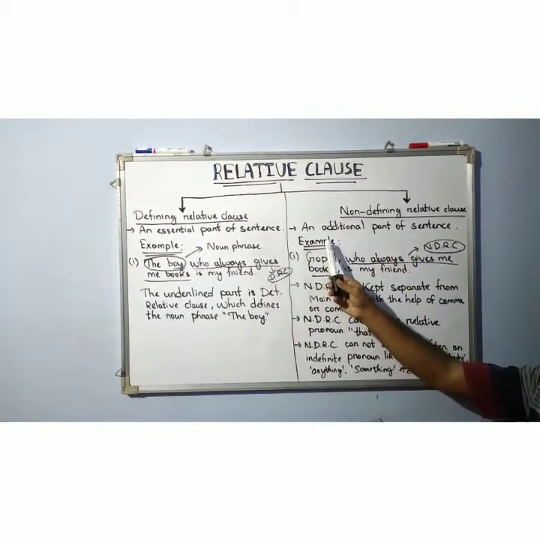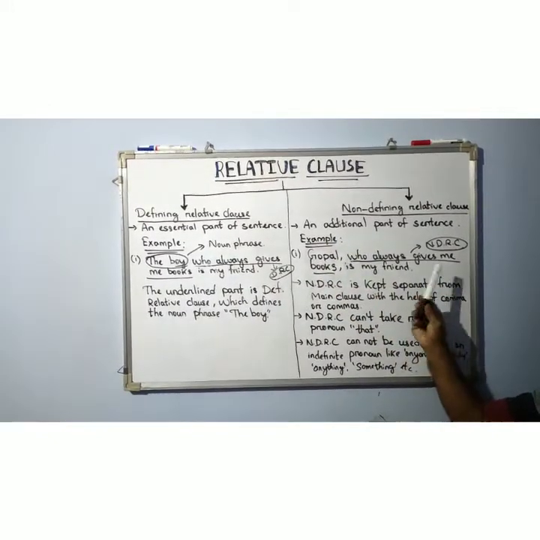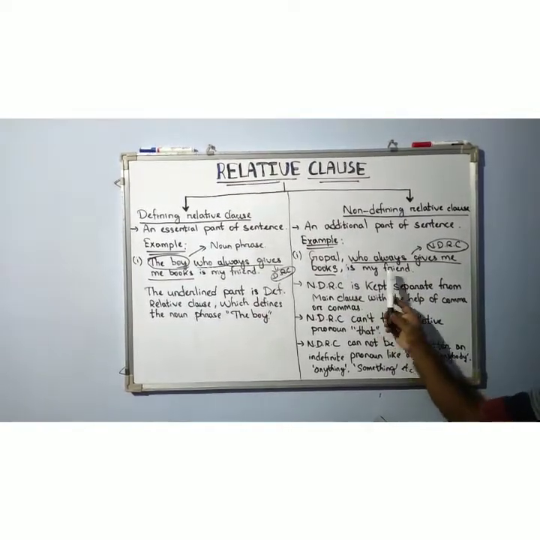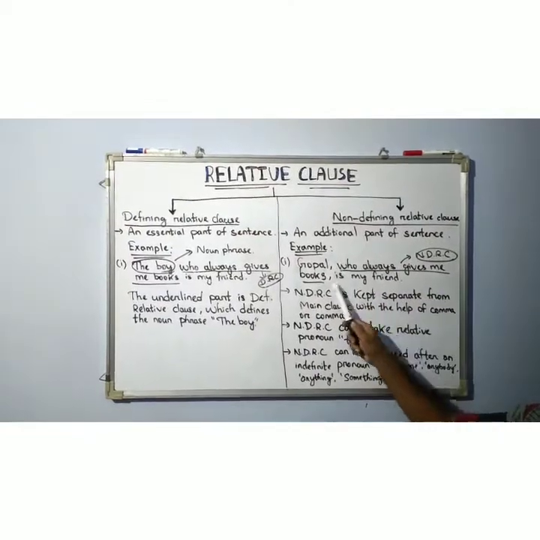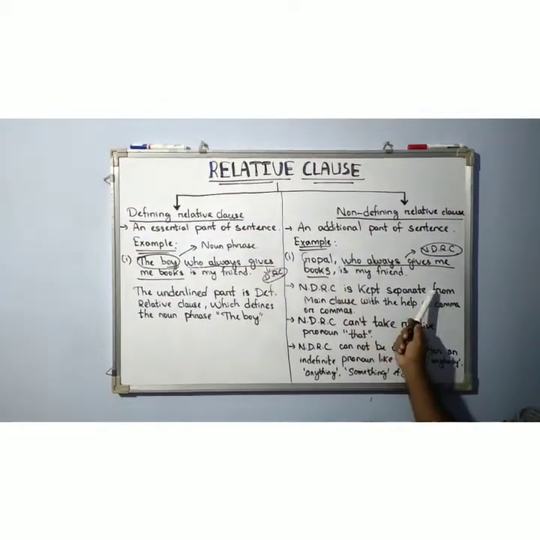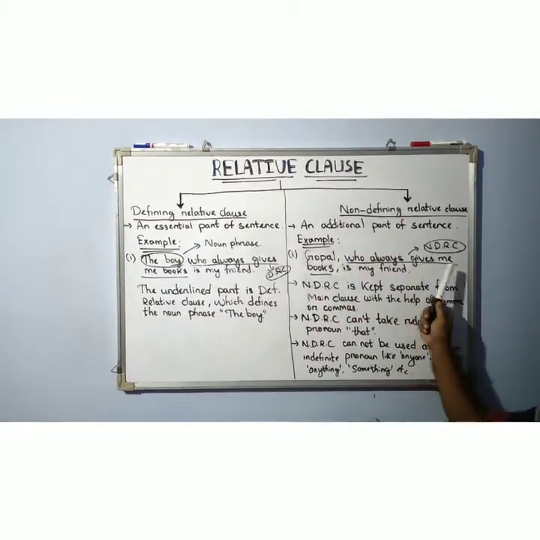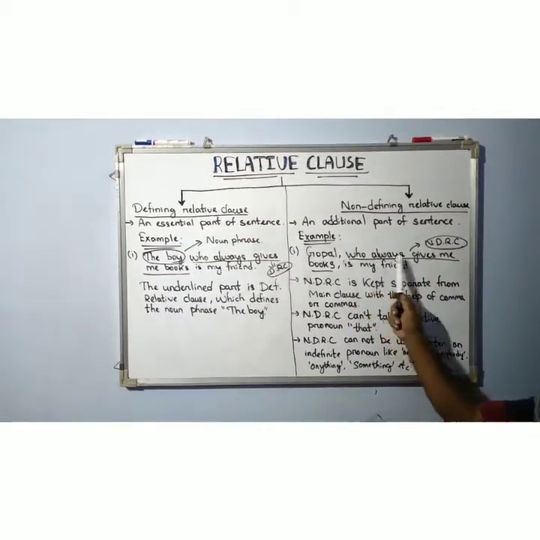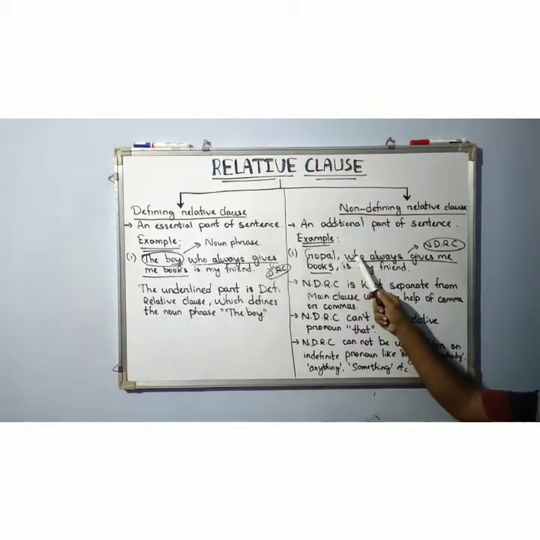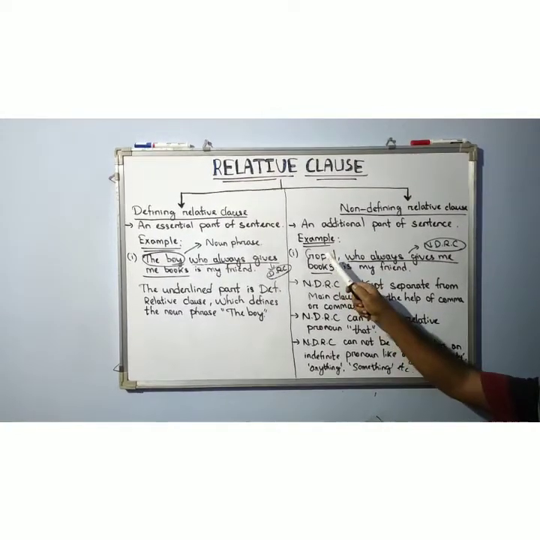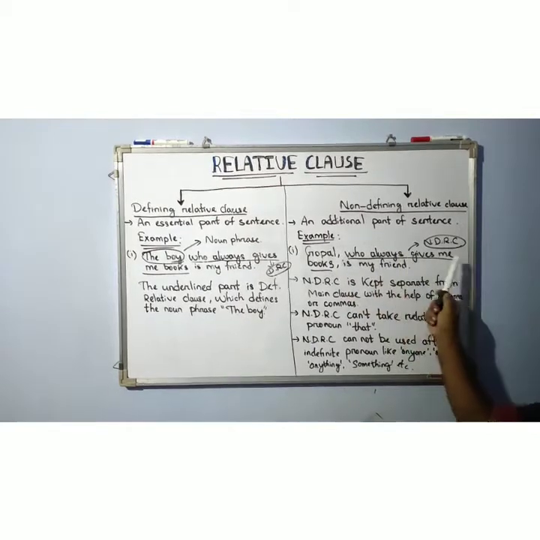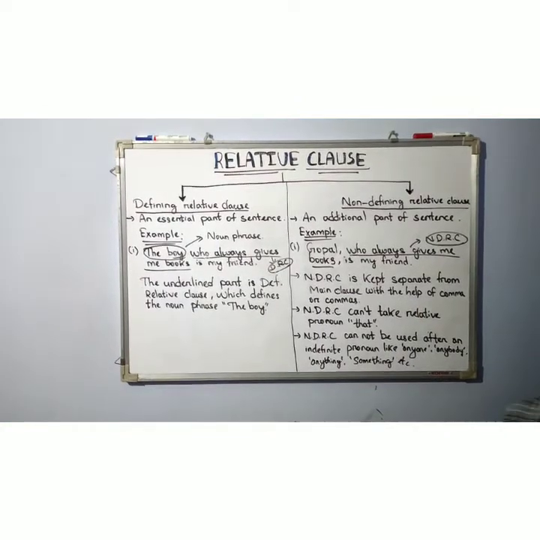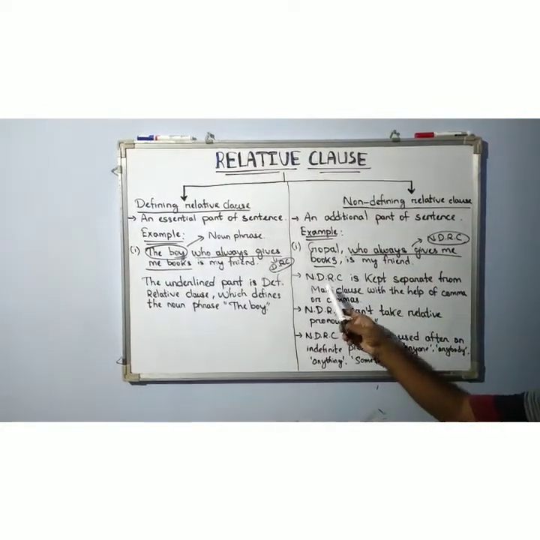There is also an example here. Gopal, who always gives me books, is my friend. Here the main clause is Gopal is my friend. Who always gives me books is the relative clause. So here it is extra information to the noun or main clause Gopal. So you need not define it. So here it is called a non-defining relative clause.